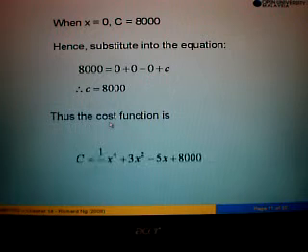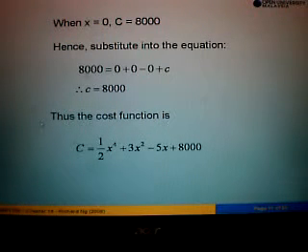So next, what we do is we substitute into the given function just now. Substitute C with 8,000. So therefore, the cost function C is equal to half x to the power 4 plus 3x to the power 2 minus 5x plus 8,000. Alright, so this is the cost function that we want.